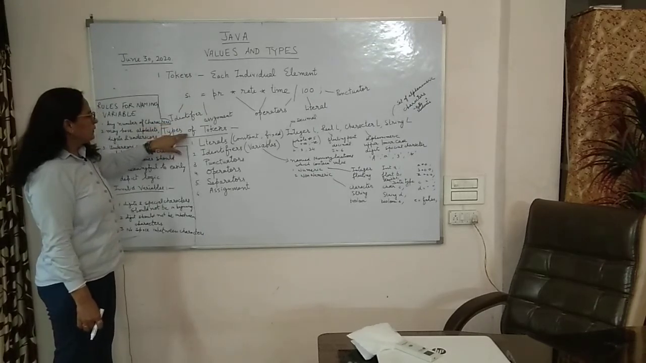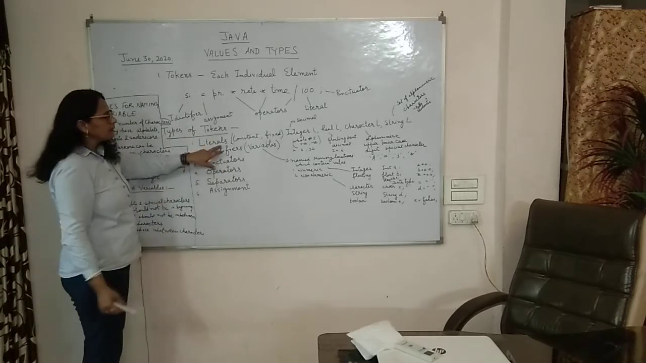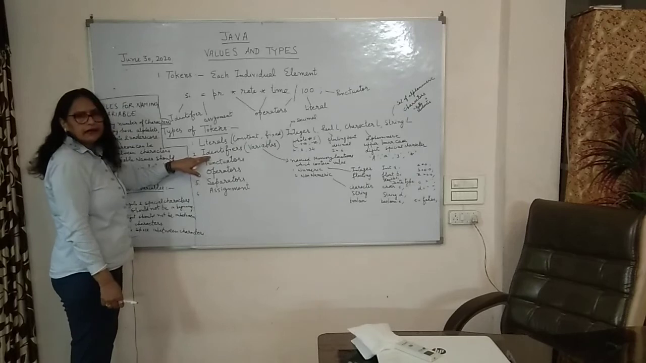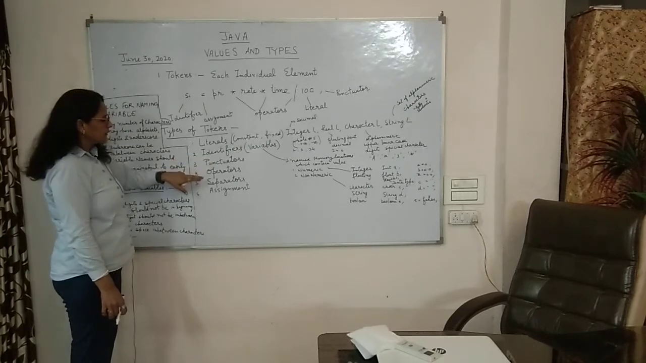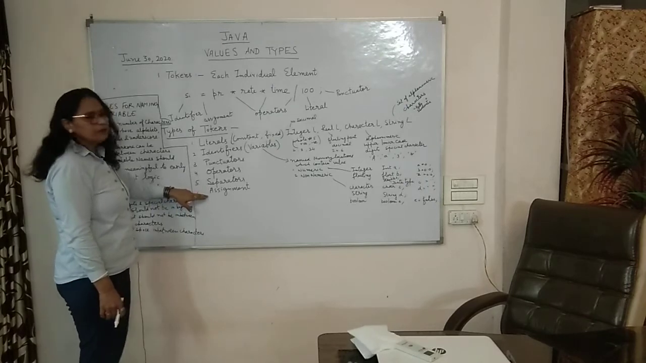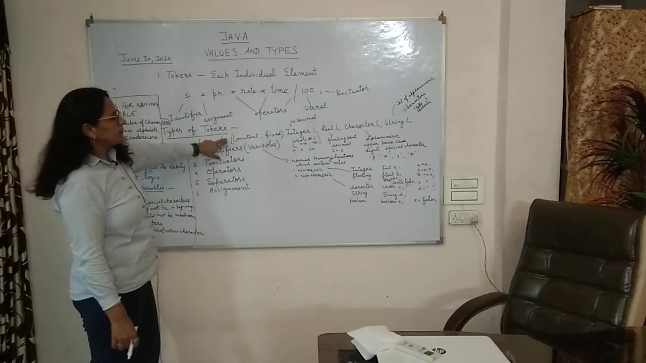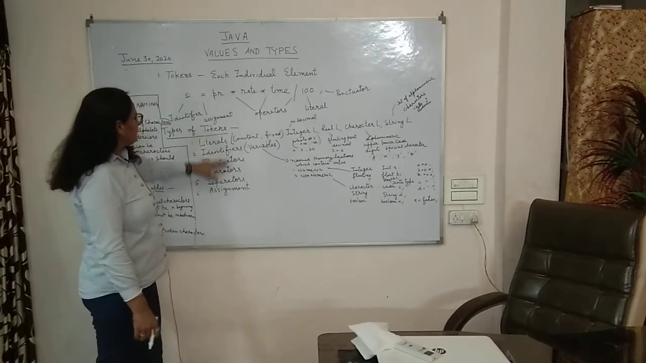Here I have written the types of token. First of all, literals, and then identifiers, and then punctuators, operators, separators, and assignment operators. Now we'll study the details regarding all of these.